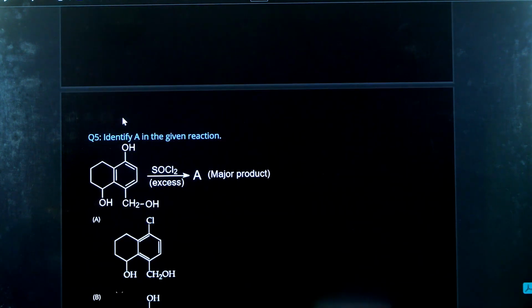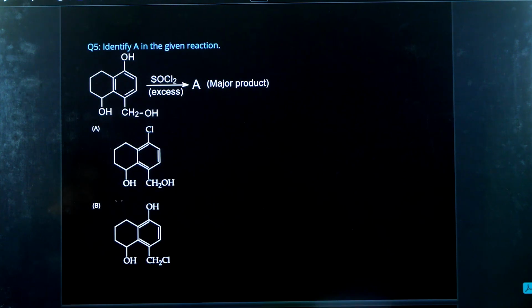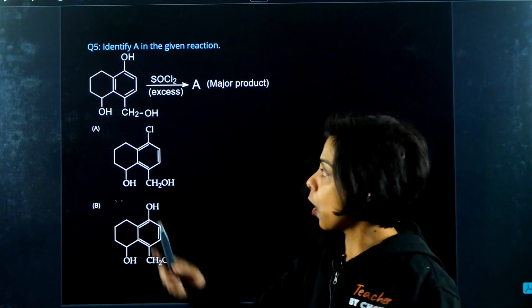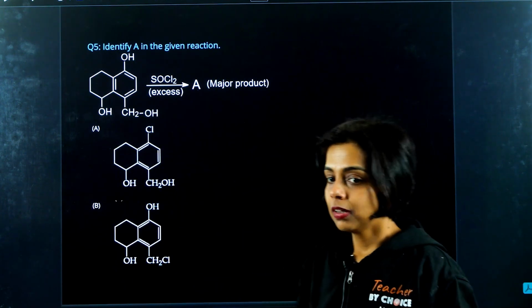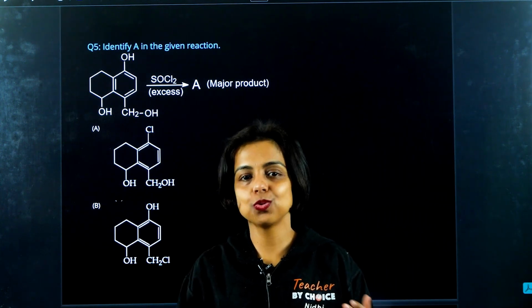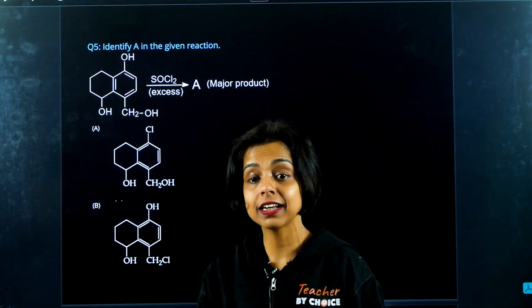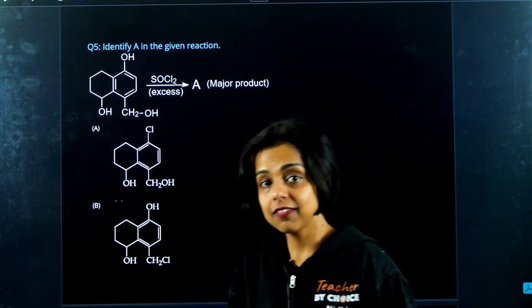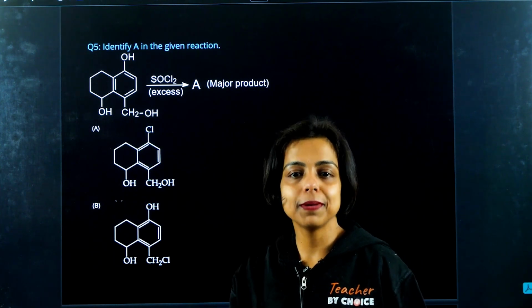Okay, let's see the next question, question number 5. Identify A in the given reaction. There is an organic molecule given to you. You can see the OH alcoholic groups are present on the compound. So you added SOCl2 in excess. You know, when you add SOCl2, substitution will happen. Your OH group will get substituted by another nucleophile, that is Cl negative, and as it is in excess, all the possible OH will be replaced by Cl negative.